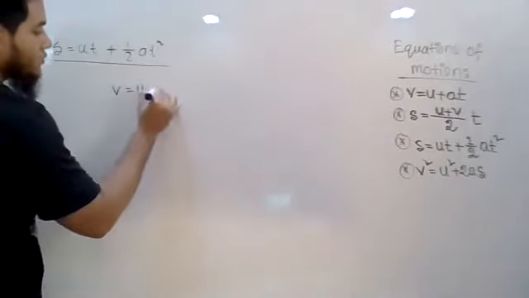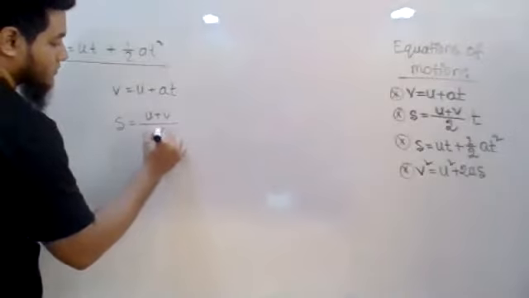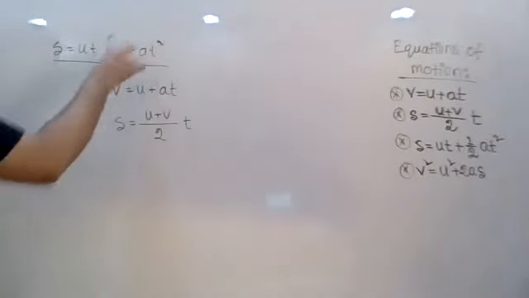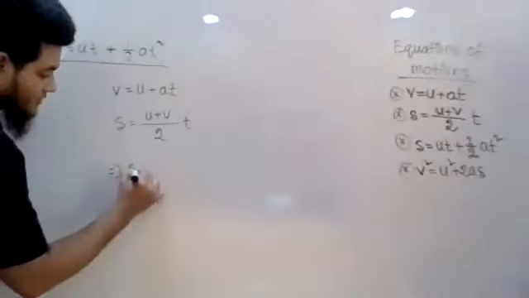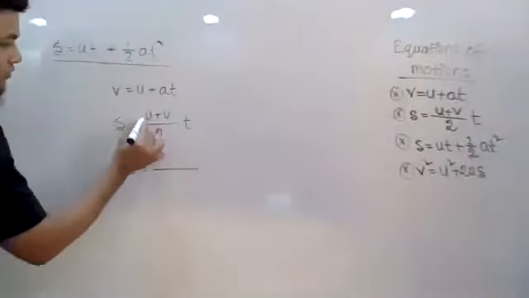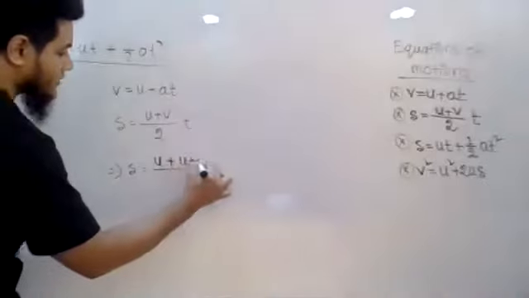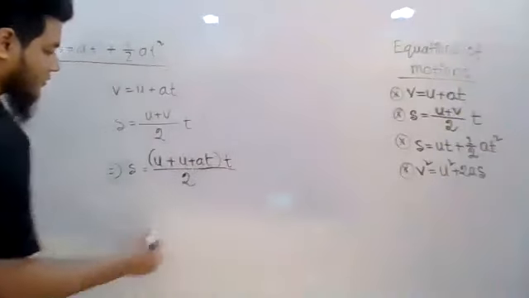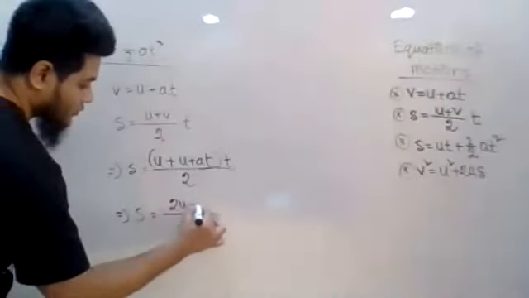We know that v is equal to u plus at. I have already proved it. And we already saw s equals (u plus v) into t by 2. So now s is equal to, we will replace the value of v from here. v can be replaced by u plus at. Instead of v, we will write u plus at, divided by 2. And then this t can be multiplied with the numerator. Then s is equal to u plus u, that is 2u, plus at.